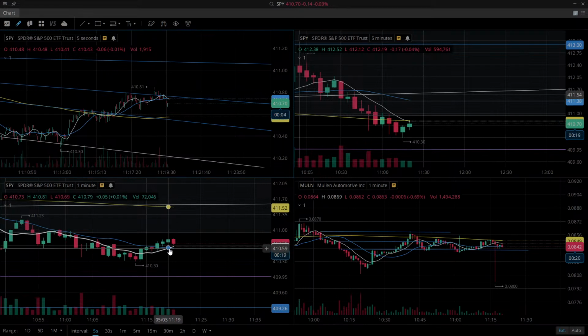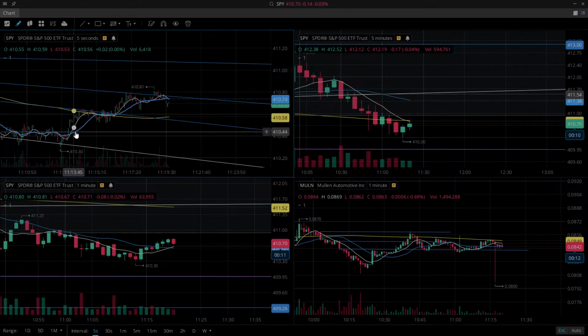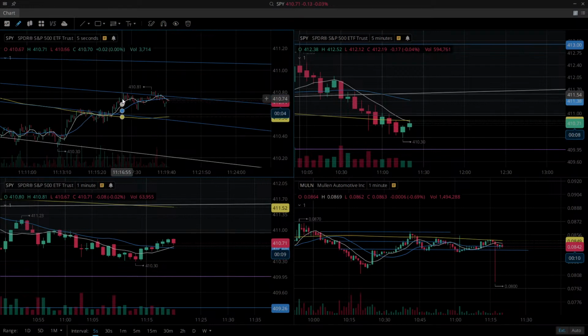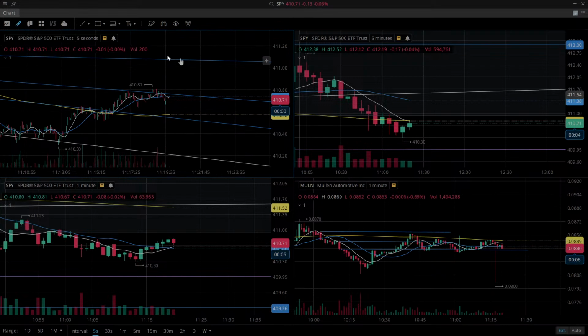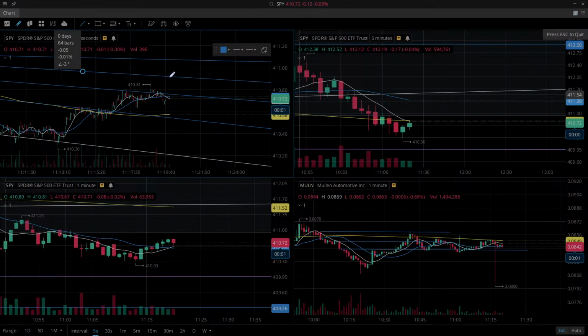Hang on, we're still holding the 1-minute 8 period, and the 8 period has just crossed the 20. We're consolidating under this fan line. If we hold here, we can get a quick 2 for 1 off of this. So we got 1 leg here, 1 leg here. 2 for 1 would put us up here about 410.90 on SPY. And that gives us another division line right here.